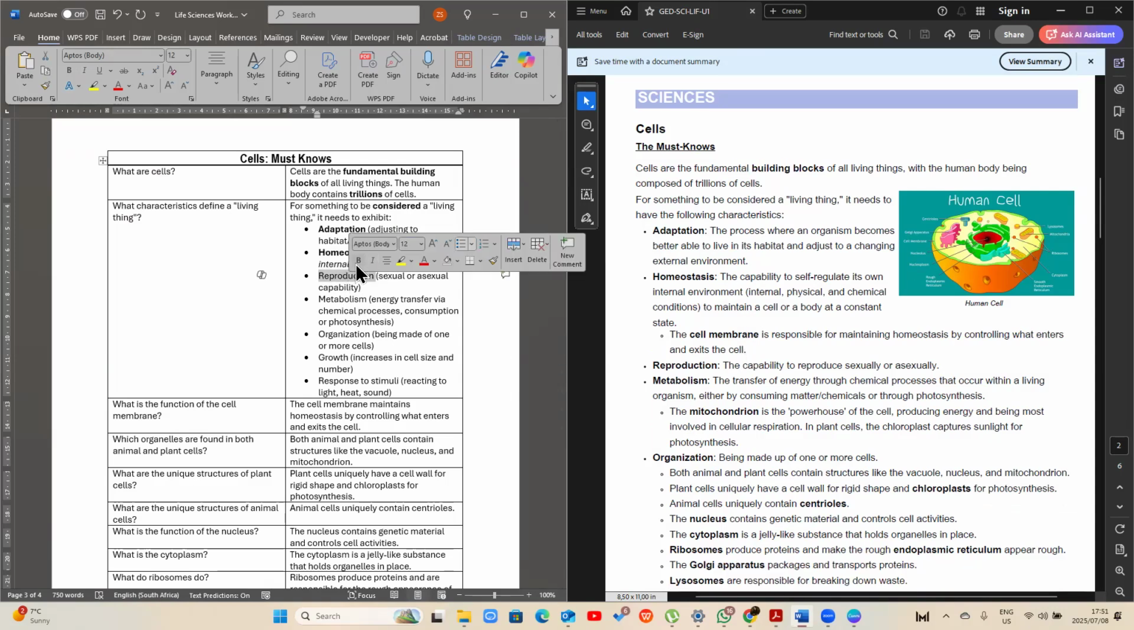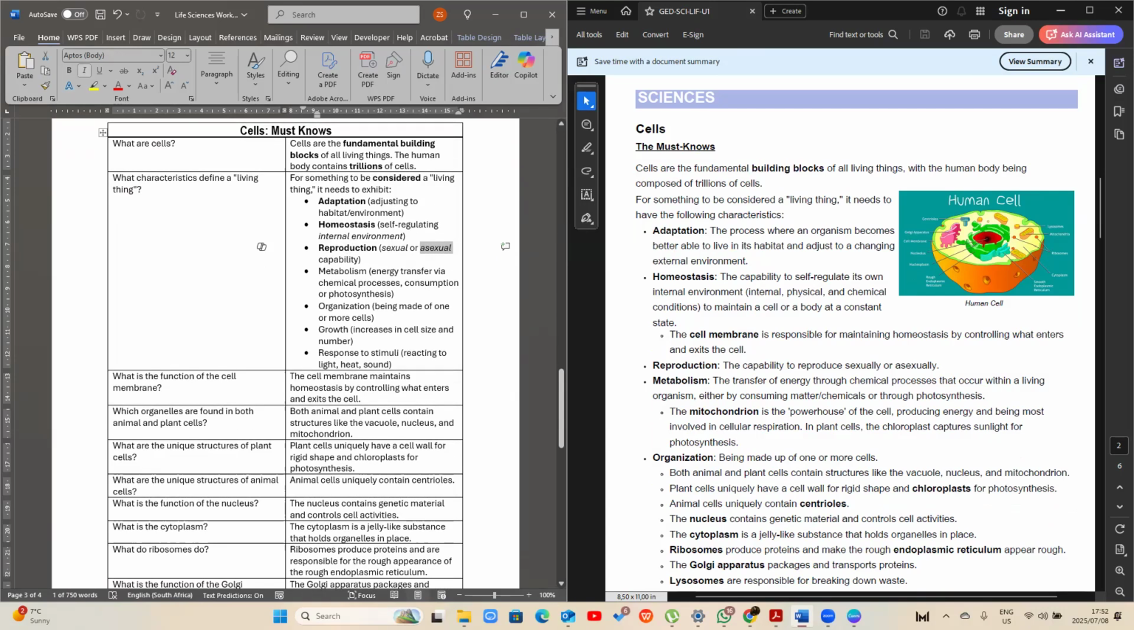To be living, we also need to be able to reproduce, either sexually or asexually. Sexually occurs between 2 participants, whereas asexually occurs only between 1 participant. An example of asexual reproduction is seahorses. Seahorses will reproduce by themselves, and typically the male seahorse is who is going to reproduce by themselves.